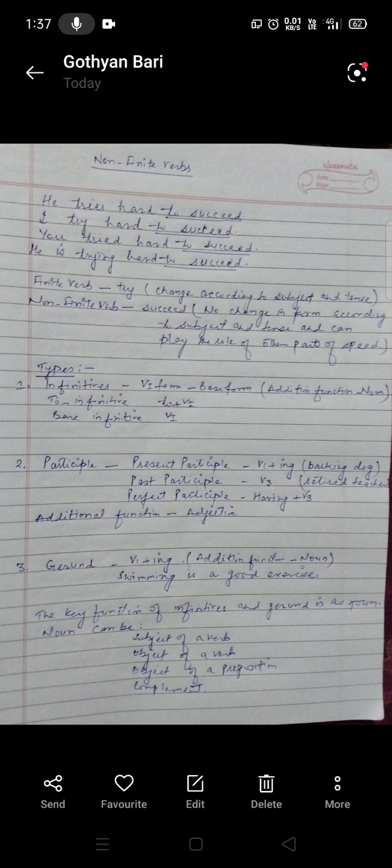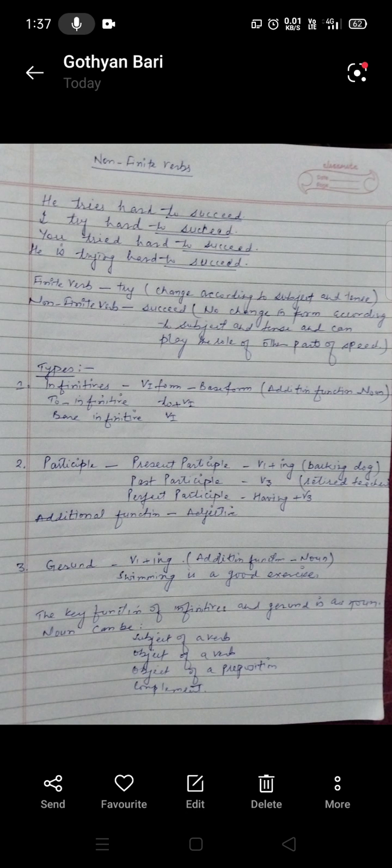So infinitives are the base form of the verb, the first form of the verb. This is their form which we have to keep in our mind, and they can function as a noun in a sentence. Dear friends, we should also keep in mind that a noun can be the subject of a verb, the object of a verb, the complement, and the object of a preposition. These are the different functions a noun can play in any sentence. So infinitives can be the subject, the object, and the complement.